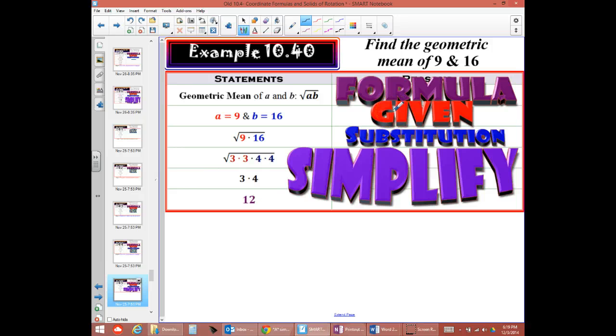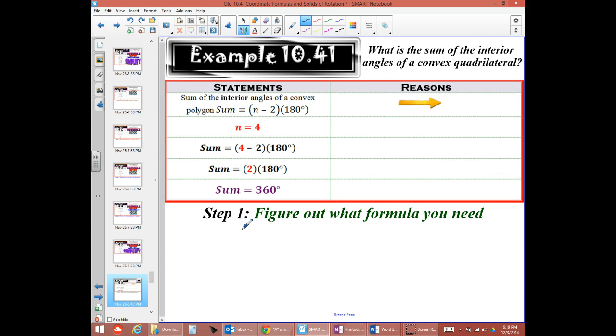The last step is simplify. Again, this is what you do in your notes. This is what you do on the homework. This is all done perfectly for you in your notes. If you ever get stuck, turn back to your notes. They're all there for you.